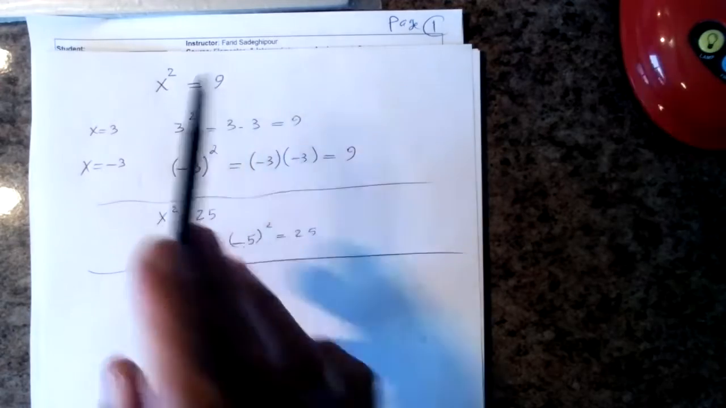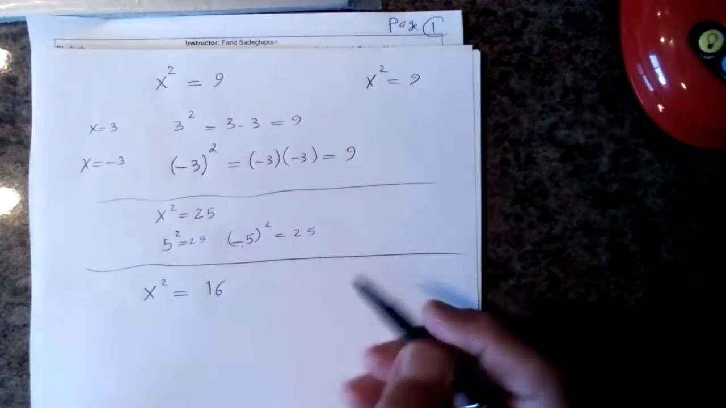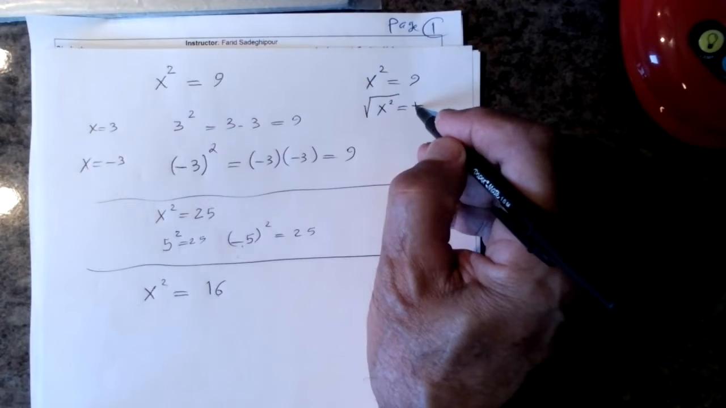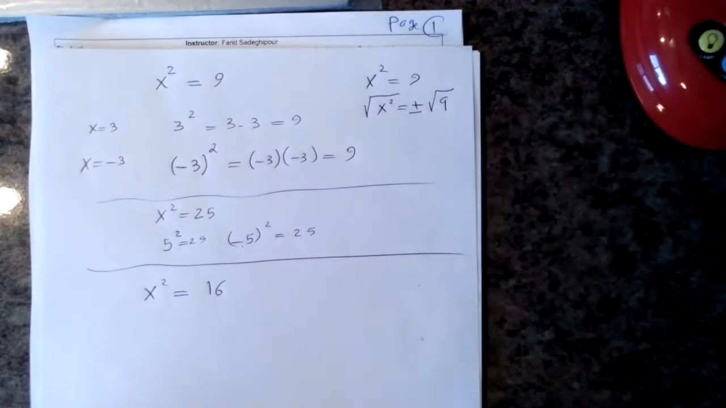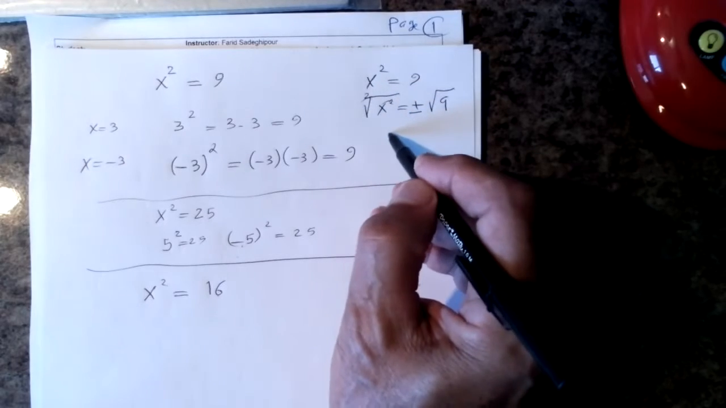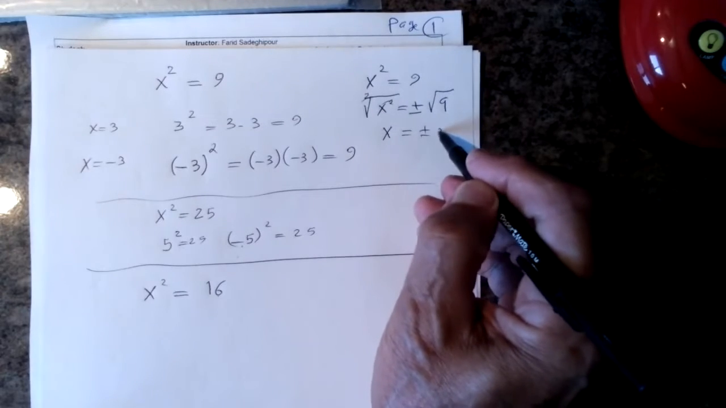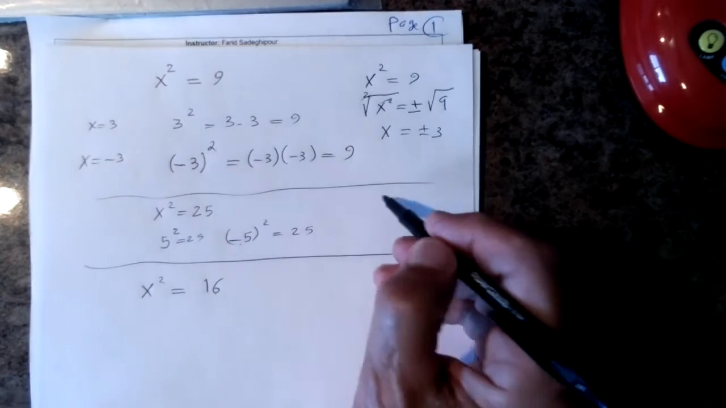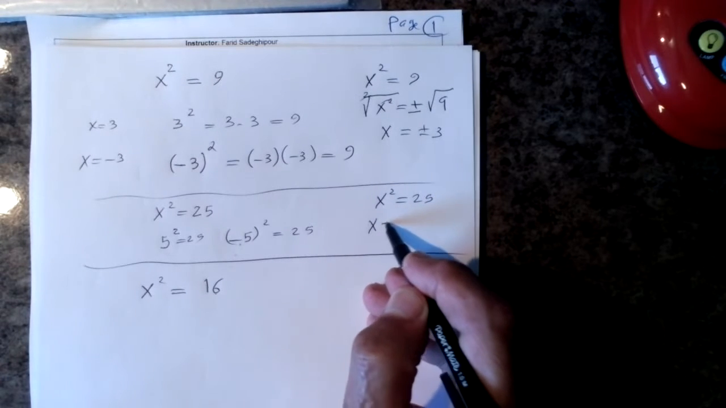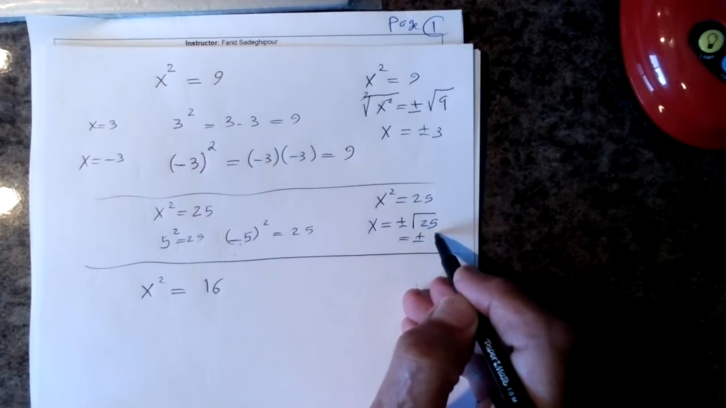If I want to find x, I put a square root on each side, but on the right side you need to put the plus or minus. The radical of x squared, since the root of the radical is 2, by raising the radical to the power of 2, x is released. And on the right you have positive or negative 3. If x squared is 25, then x is positive or negative radical 25, which is 5.